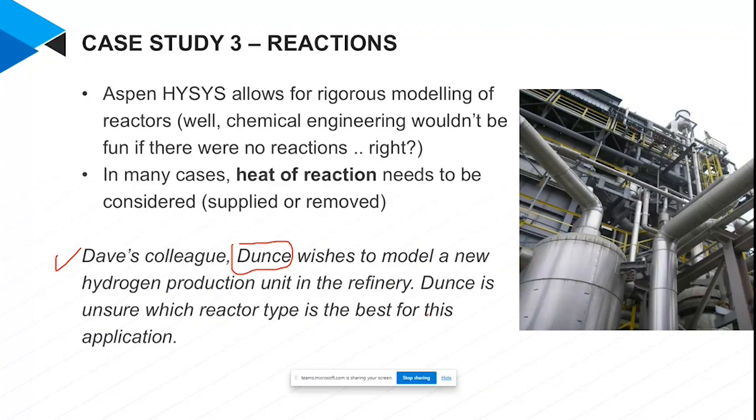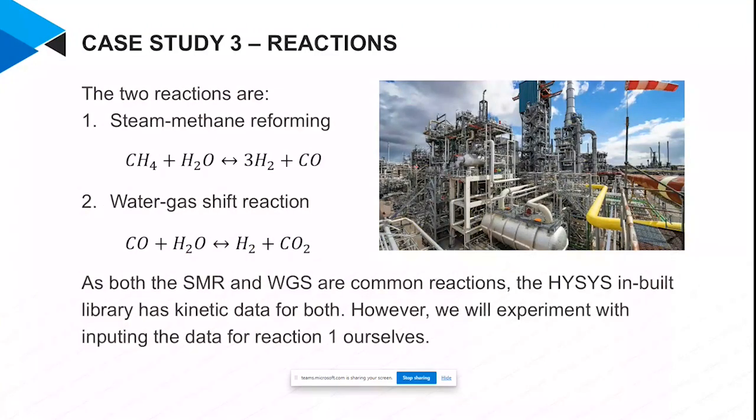So in this so-called hydrogen production unit in the refinery, the two most common reactions we have are steam methane reforming, or SMR, where you take methane and react it with steam to produce hydrogen and carbon monoxide. This carbon monoxide then goes into what we call the water gas shift, or WGS reaction, where you react it with more steam to produce hydrogen and CO2. So the final product should be only hydrogen and CO2.